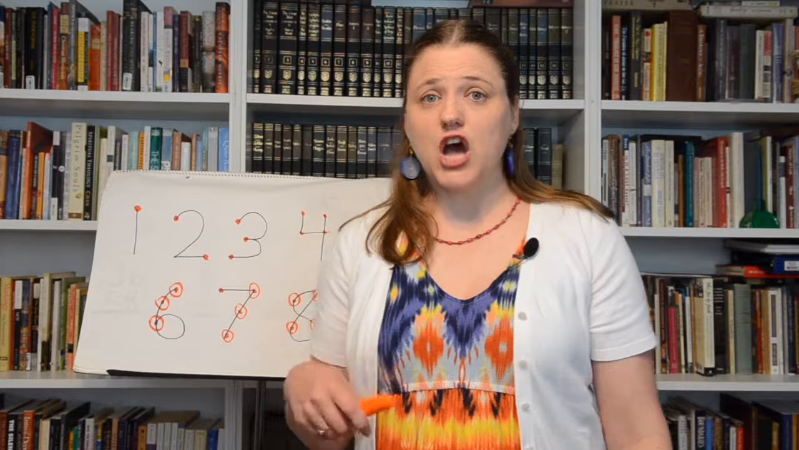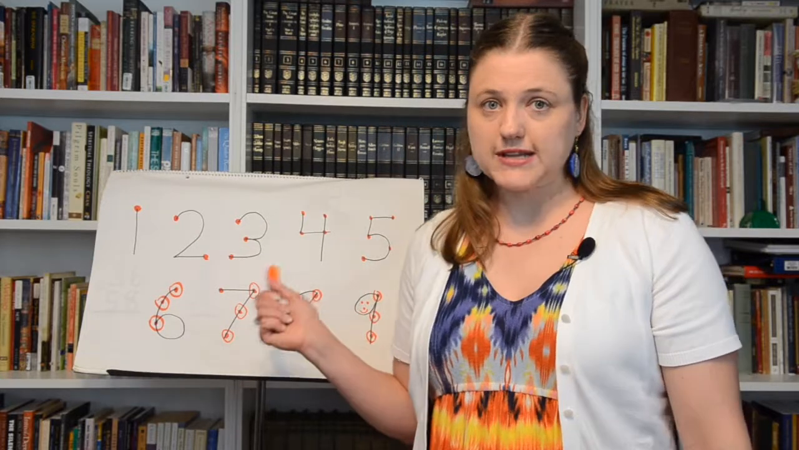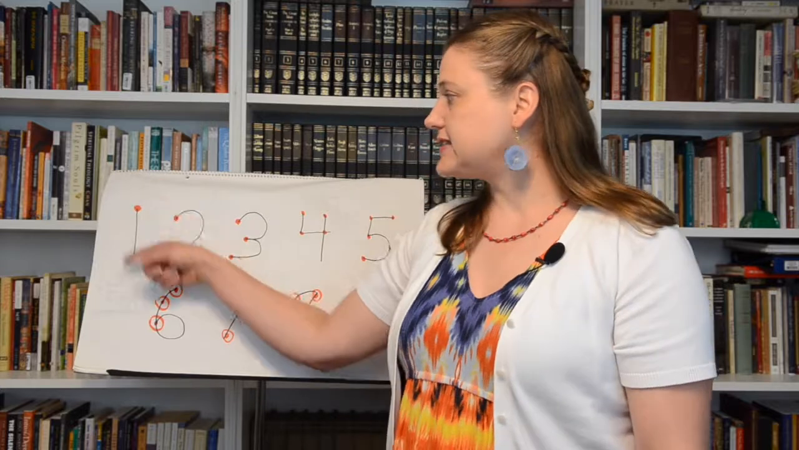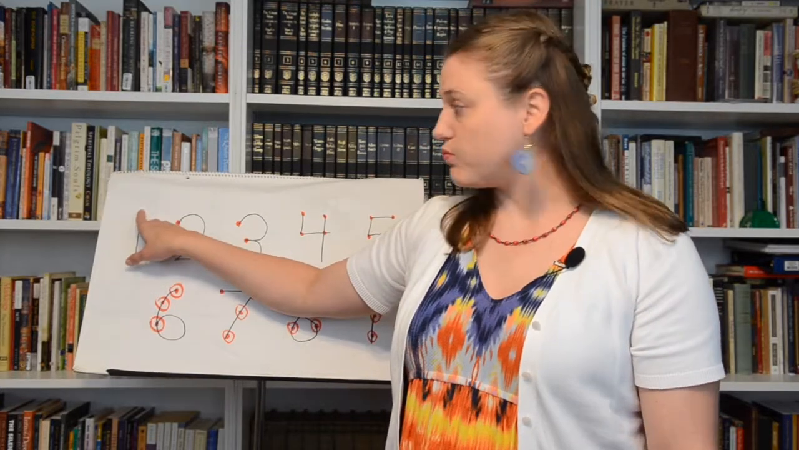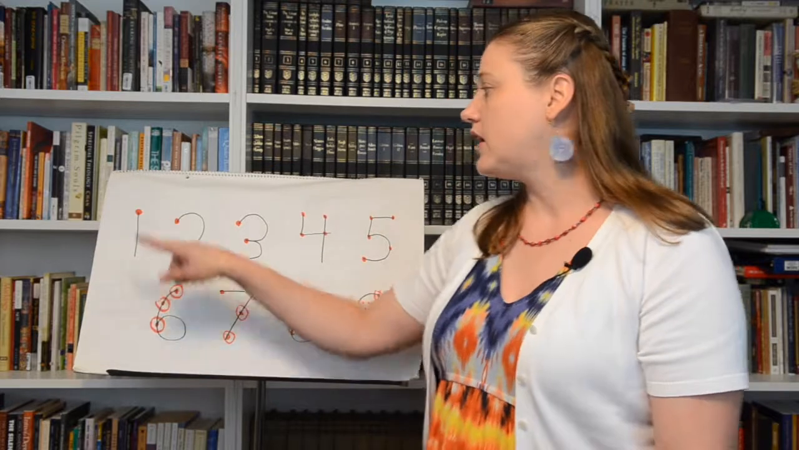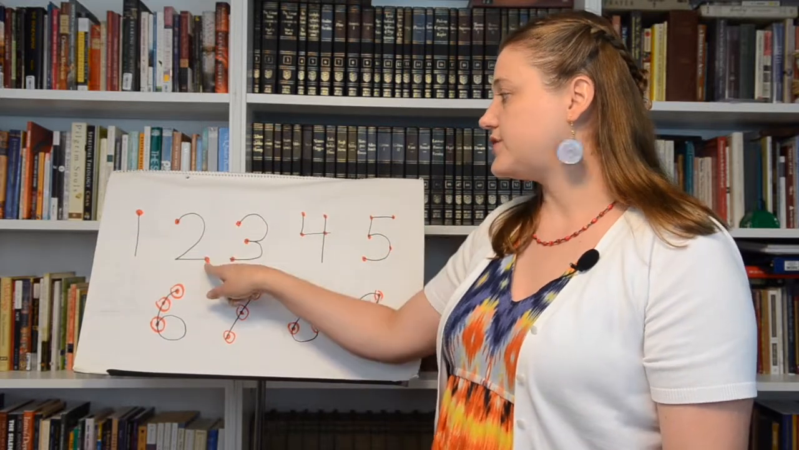So after you've taught your students all of the touch points, the next time they come in, you'll draw the numbers on the board, and as the student is writing the touch points, they're going to count. So for 1, they would say 1. For 2, they would say 1, 2.